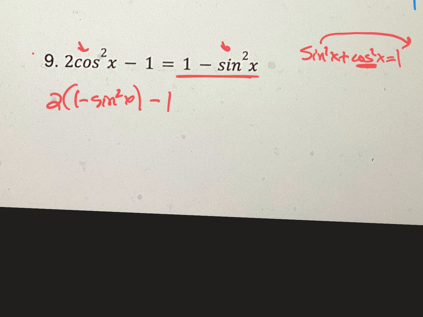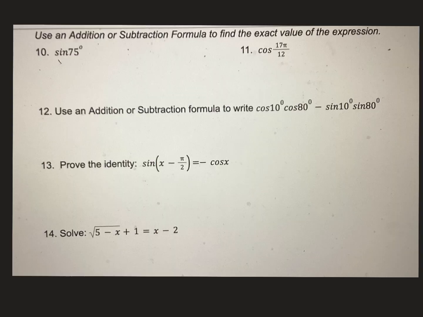So let's distribute the 2. If I distribute the 2, I get 2 minus 2 sine squared x minus 1. I have a 2 and a minus 1. 2 minus 1 is 1. And it leaves this. Are you kidding me? That's all you got to do.